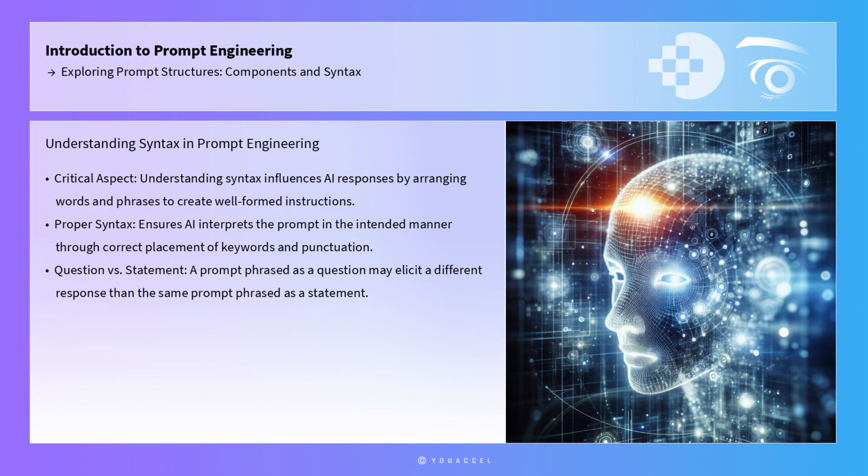Another critical aspect of prompt engineering is understanding the syntax that influences AI responses. Syntax refers to the arrangement of words and phrases to create well-formed instructions. Proper syntax ensures that the AI interprets the prompt in the intended manner. For instance, the placement of keywords and the use of punctuation can significantly alter the AI's understanding of a prompt. A prompt phrased as a question may elicit a different response than the same prompt phrased as a statement.